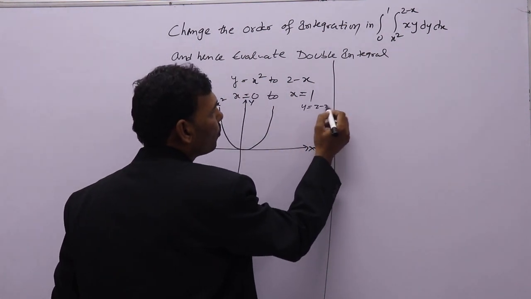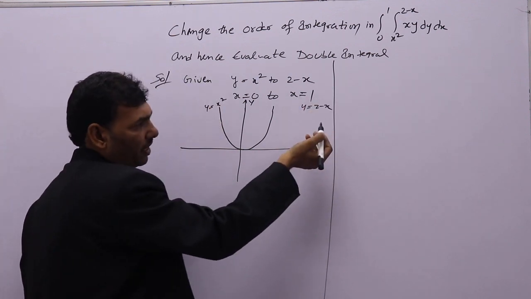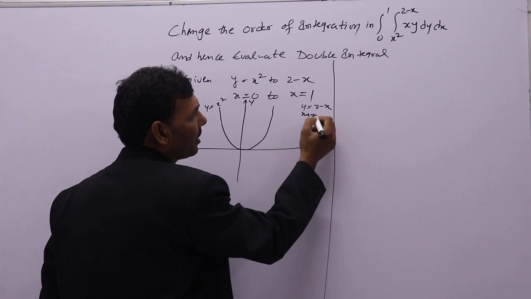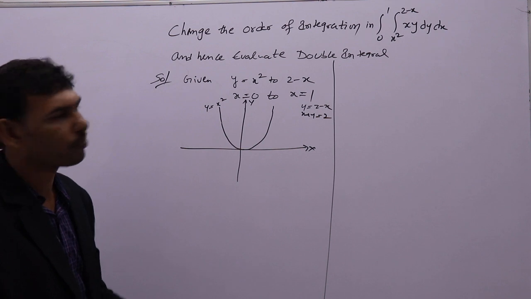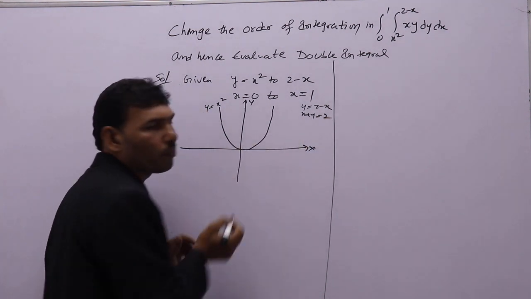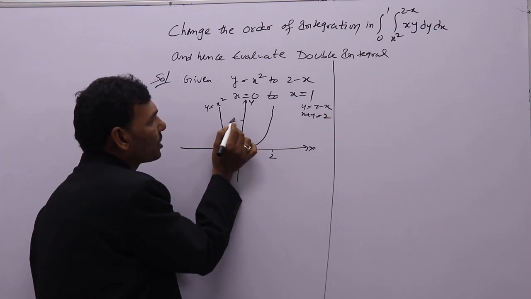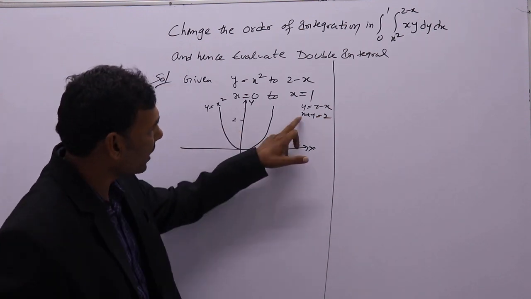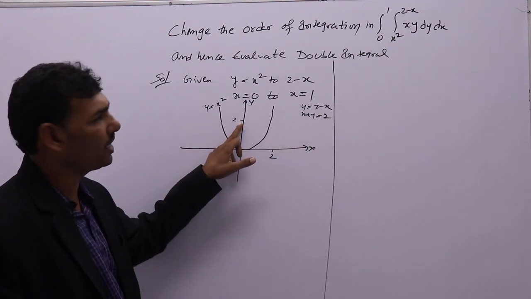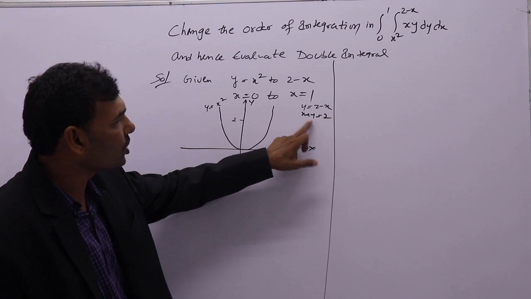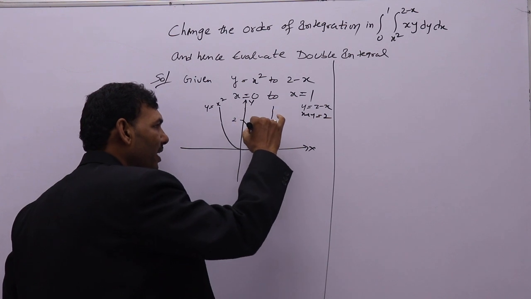Now y equal to 2 minus x. Y equal to 2 minus x means get x to this side, x plus y equal to 2. For the line x plus y equal to 2, if you put y equal to 0, it cuts the x-axis at 2 units. If you put x equal to 0, you get y equal to 2, so that line cuts the y-axis at 2 units.